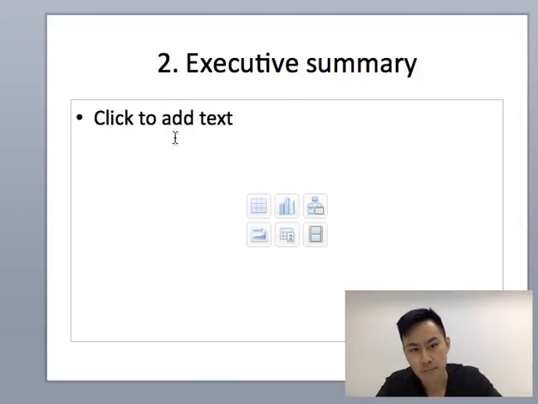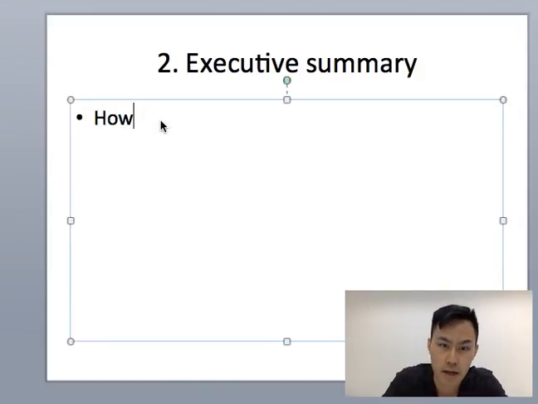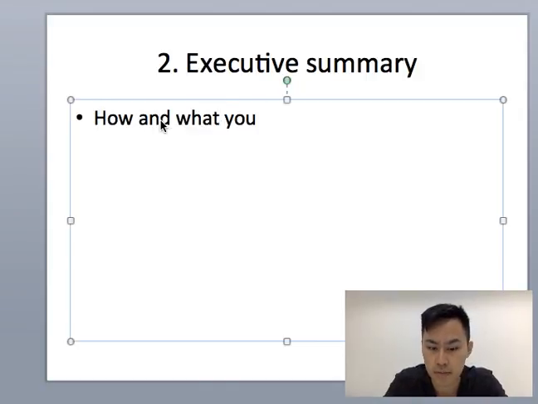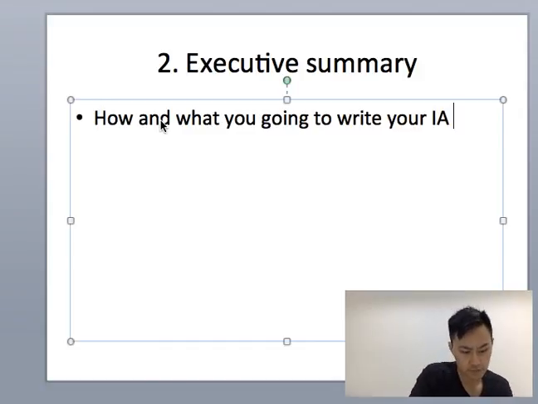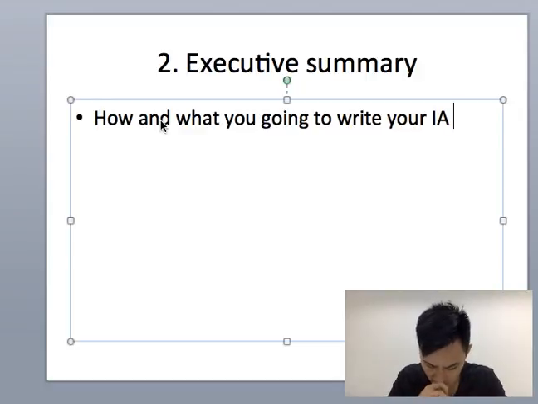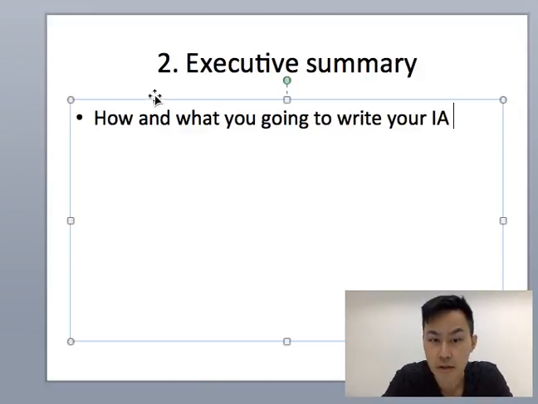And then for the executive summary, this is how and what you're going to write your IA. So basically, it's your action plan. So what I would suggest you do for the executive summary.